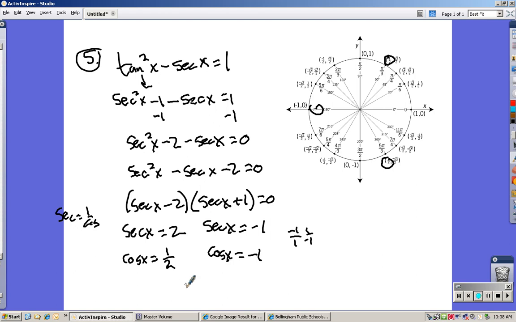So it looks like x could be pi over 3, or pi, or 5 pi over 3. Yahoo!